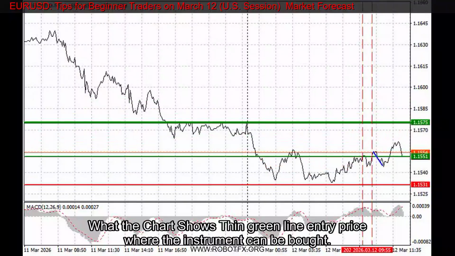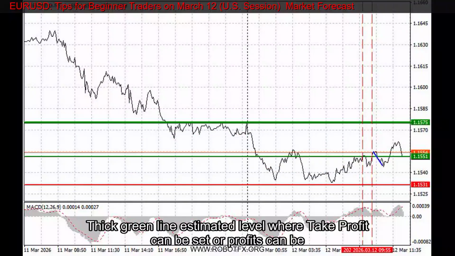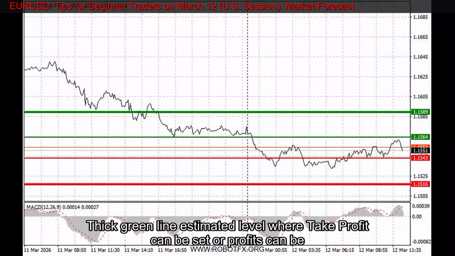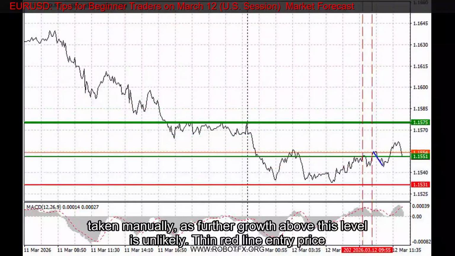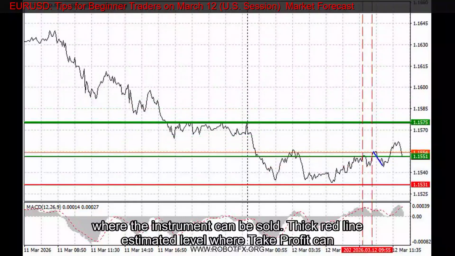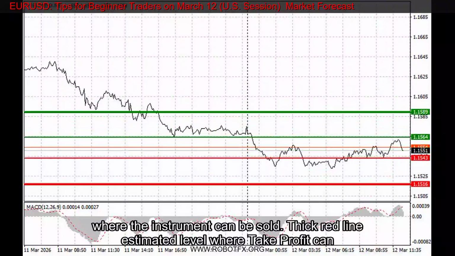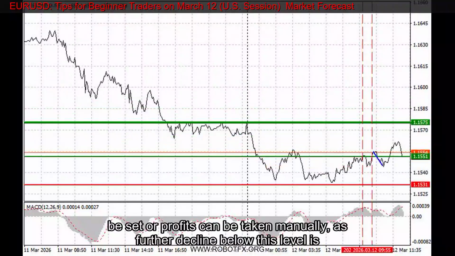What the chart shows: thin green line, entry price where the instrument can be bought. Thick green line, estimated level where take profit can be set or profits can be taken manually, as further growth above this level is unlikely. Thin red line, entry price where the instrument can be sold. Thick red line, estimated level where take profit can be set or profits can be taken manually, as further decline below this level is unlikely. MACD indicator. When entering the market, it is important to pay attention to overbought and oversold zones.